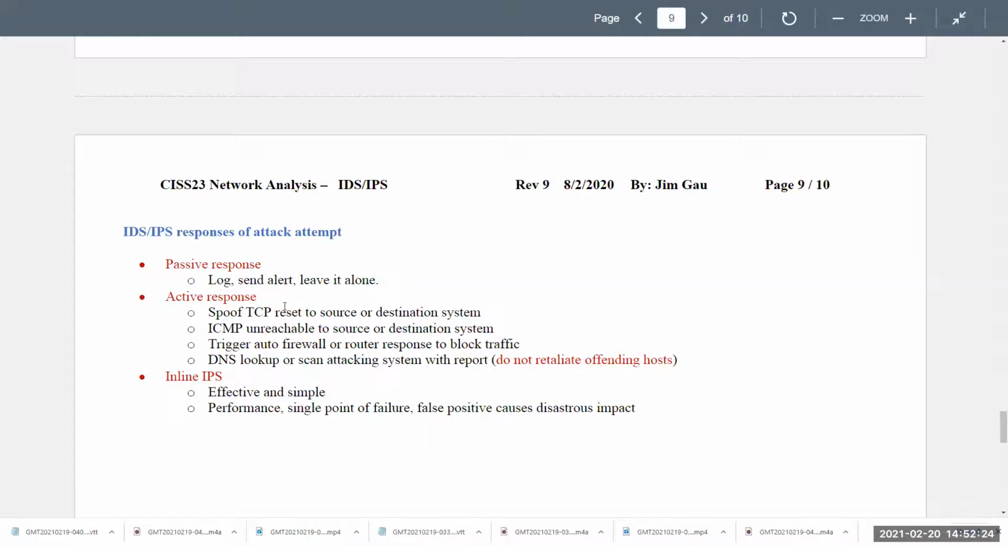So active response, basically, you can spoof the reset so that you can disconnect the questionable connections, and so on and so forth. But the most important thing is do not retaliate against the offending host, because they themselves may be a victim as well. Usually, an attacker will not attack from their own host.